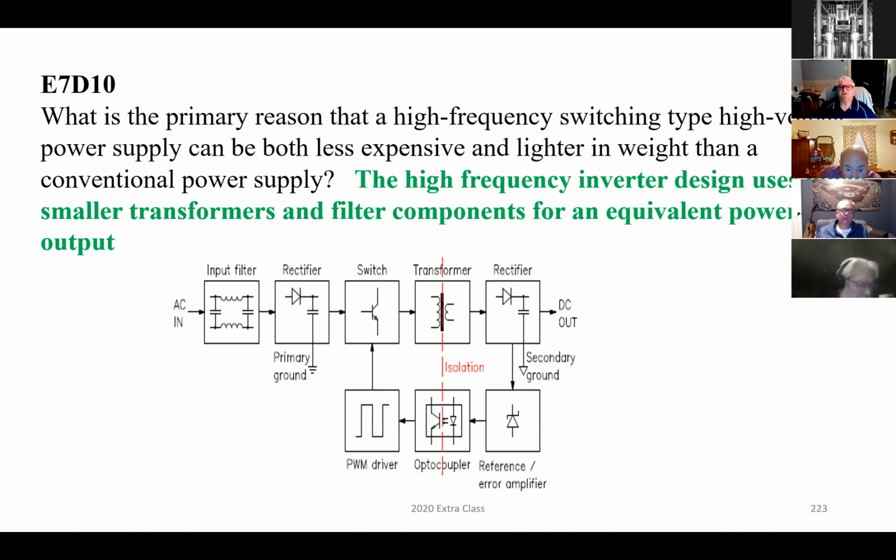This is fairly new. I don't know when exactly they started using these switching power supplies. It used to be every power supply was a bulky transformer and then other components to rectify and take the ripple out and smooth it out and regulate it. And now these high frequency inverter type switching supplies are really taking over.